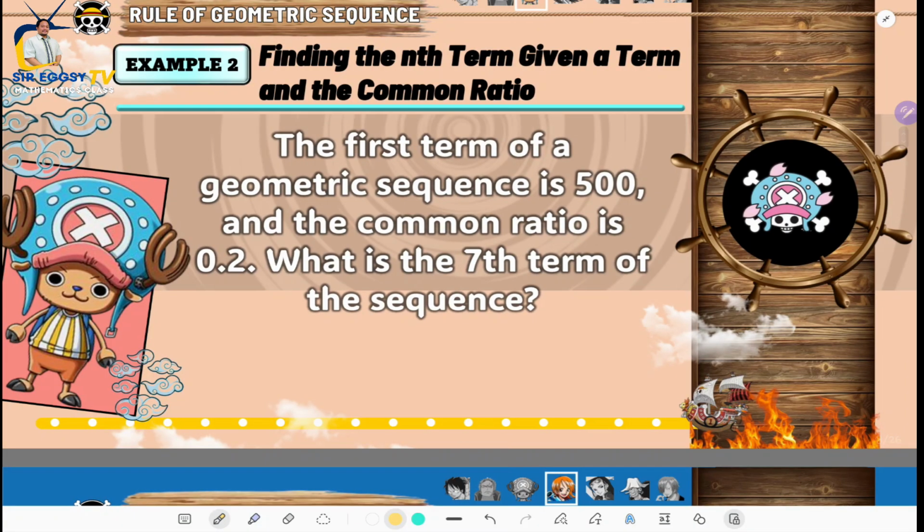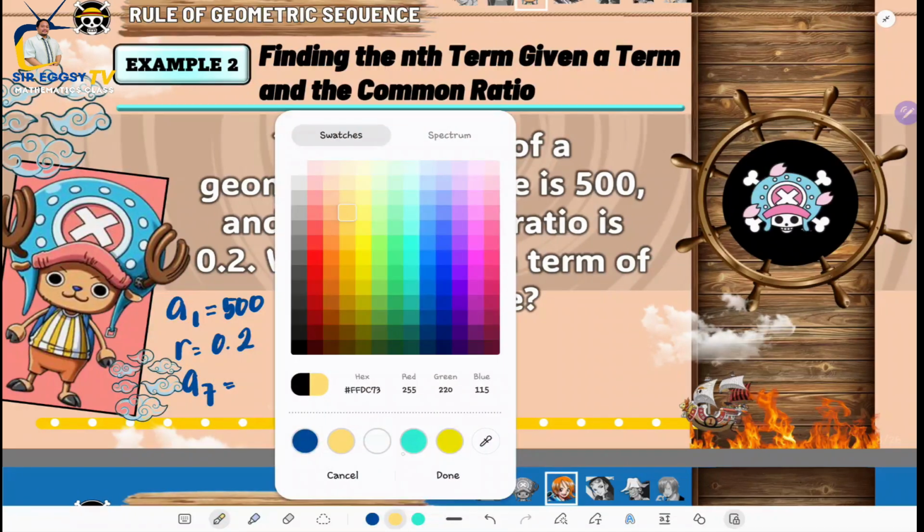And for the next problem, which is our example number 3 na actually ito, finding the nth term given a term and the common ratio. So the first term of the geometric sequence is 500 and the common ratio is 0.2. What is asked is the 7th term of the sequence. So for this problem, let's write the given. A sub 1 is equal to 500 and then common ratio is equal to 0.2. What we are looking for is the a sub 7.